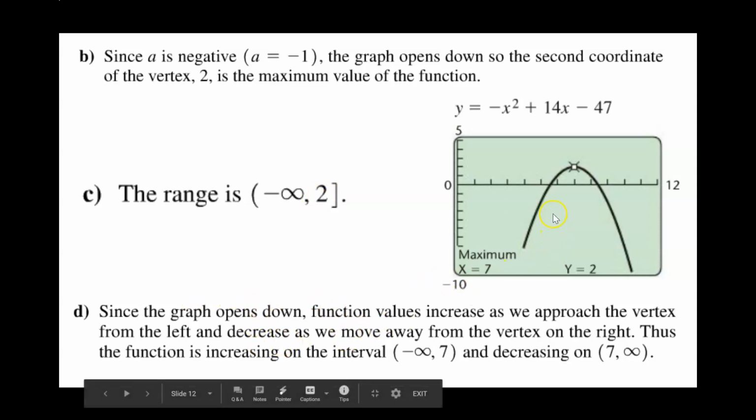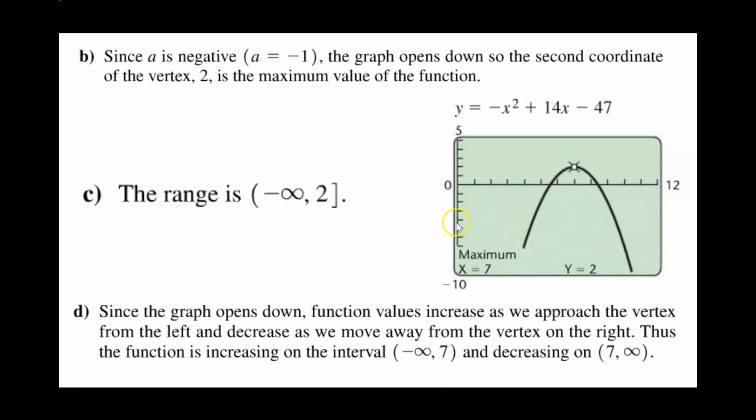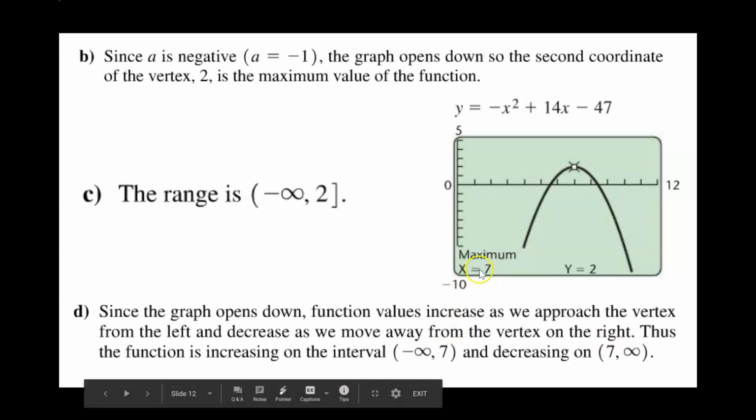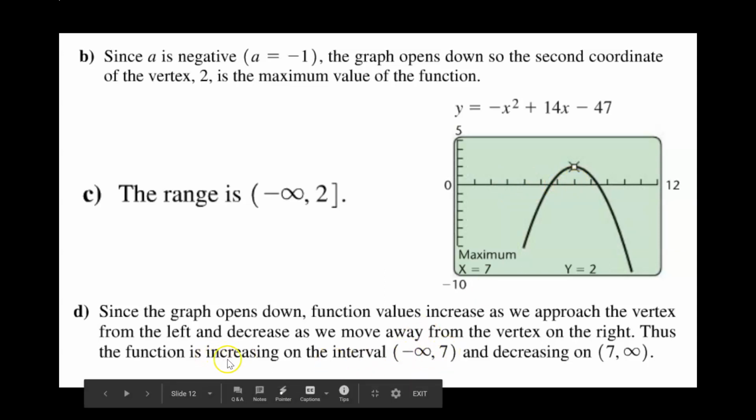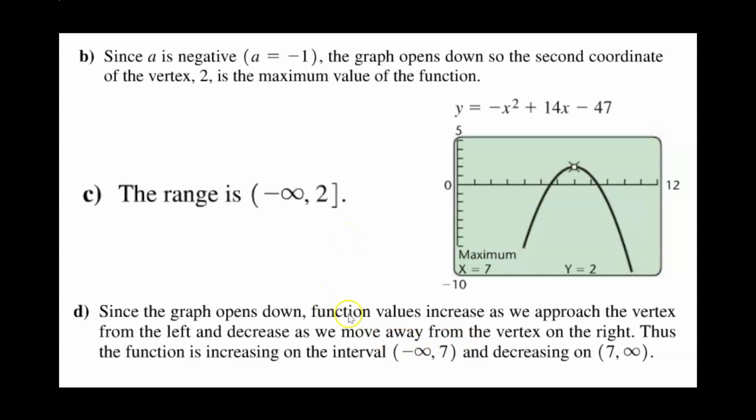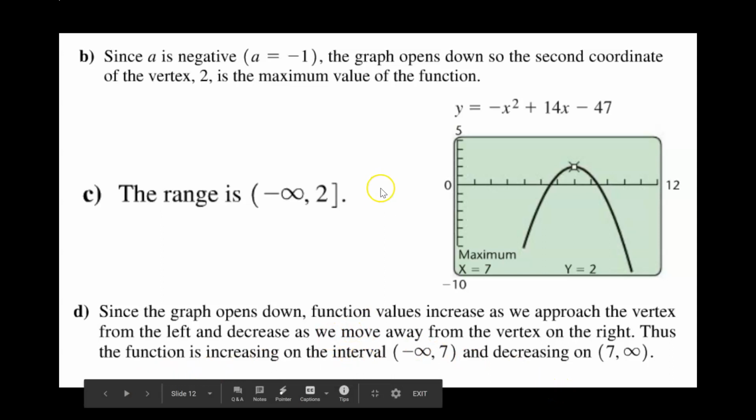Part D, we already know it opens up downward, and then it's asking for when does it increase or decrease. So we see in this here, it increases all the way up until we get to x equals 7. 1, 2, 3, 4, 5, 6, 7 right here. So negative infinity to 7 is where we see the increase. The decrease is from 7 on down for here. And we always use the x values for increasing and decreasing. That's again back in chapter 2 when we talk about increasing and decreasing intervals.